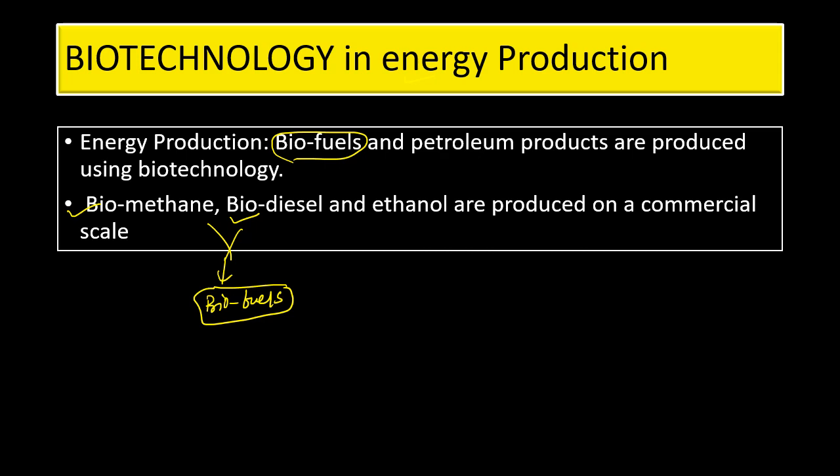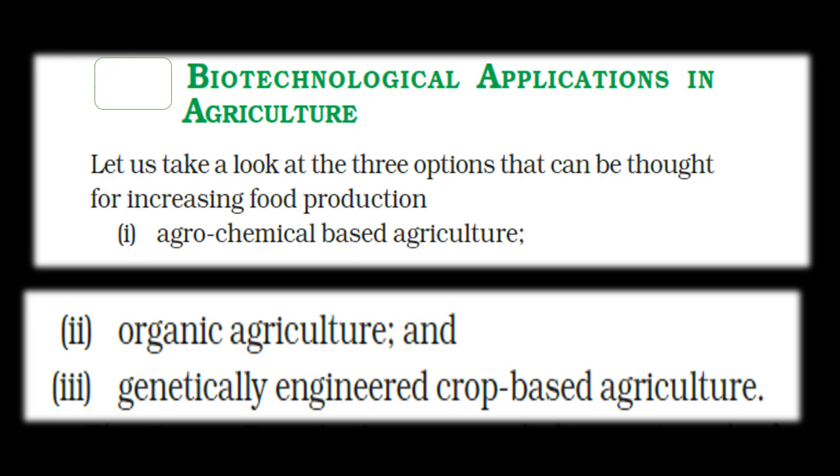Now I am discussing according to our NCERT. The first one is biotechnological application in agriculture. First I am discussing why we use biotechnology in agriculture. The main reason is increasing food production, producing quality plants, quality food, nutritive food. So this is the application of biotechnology in agriculture.